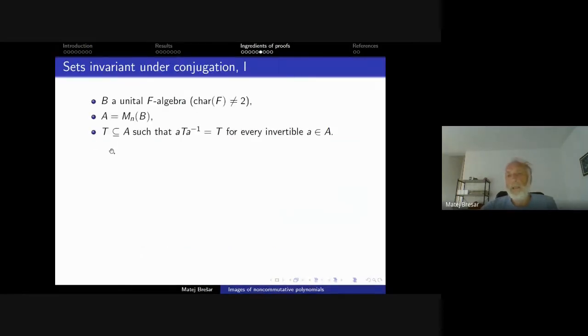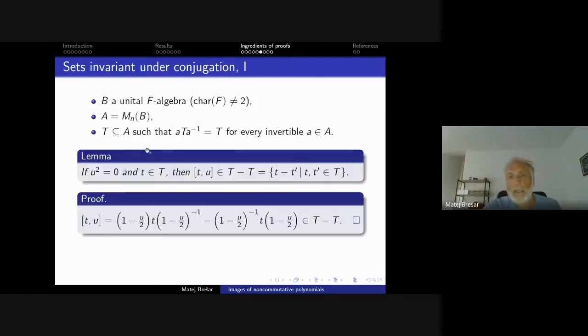And now the third of these preliminary results, which are used in an essential way, concern sets that are invariant under conjugation. So let's take the following assumption. Let B be any unital algebra, A be the matrix algebra over B, and let T be any set that is invariant under conjugation. We are actually interested only in the case where T is the image of some non-commutative polynomial, but concerning the lemmas, which I will now state, T can be just any set.